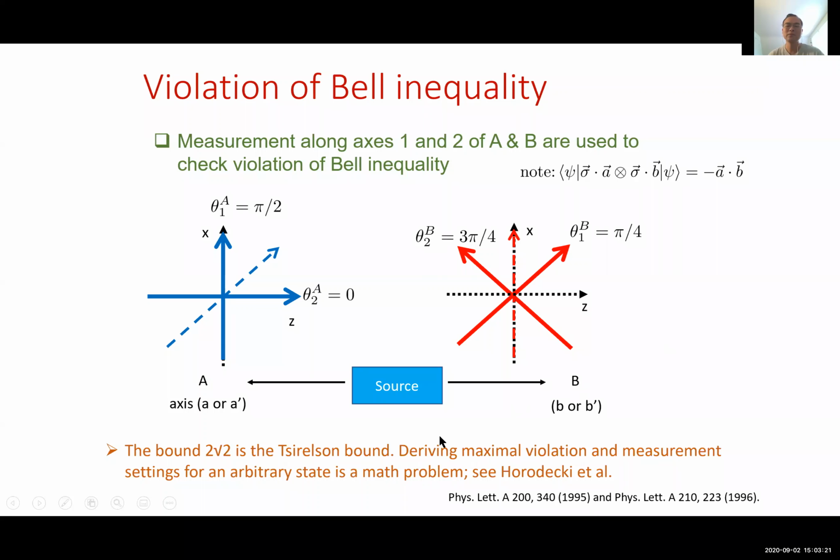Okay, so for any quantum state, to derive the maximum violation, it's a math problem, and people have already figured that out. Let me pause here to see if you have any questions. Maybe from chat.